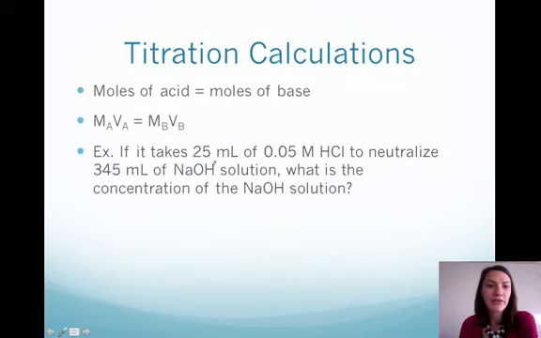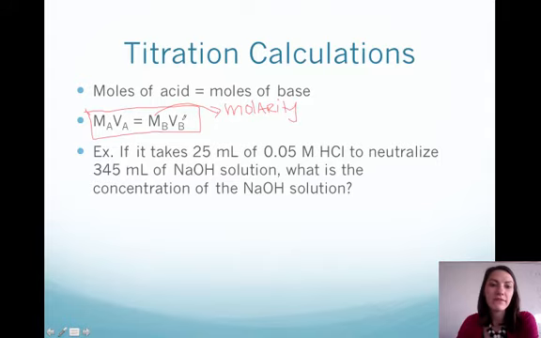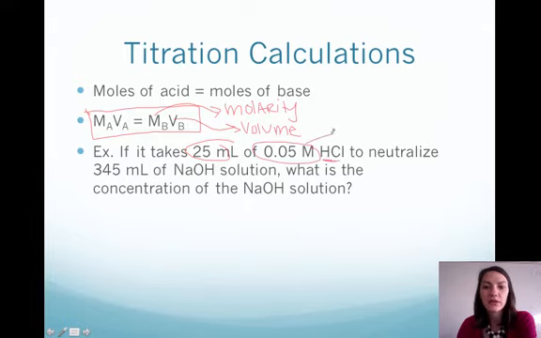So here's calculation of how we're going to do it. If your moles of acid equal your moles of base, we're going to use this formula right here. MaVa equals MbVb. And this looks very similar to another formula that we've used before. M is going to be your molarity, and V is going to be your volume. Okay? So if it takes 25 mils of 0.5 molar HCl, well, that's HCl, so I know that's the molarity of my acid, and this is the volume of my acid, to neutralize 345 mils of NaOH. Okay, that's going to be my base, so that's the volume of my base. What is the concentration of the NaOH?